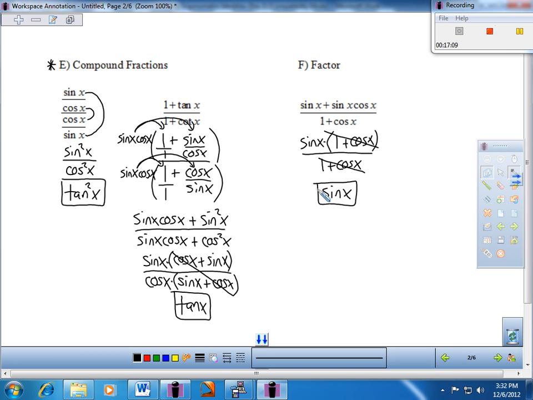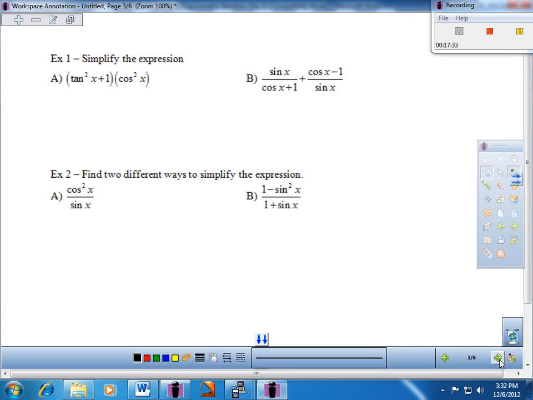And that's it. As we talked about, there are really dozens and dozens of relationships amongst these 6 trig functions. And you can see, as complicated as this is, it reduces nicely to just sine of x. It's equivalent. All right, let me go to my next board here.